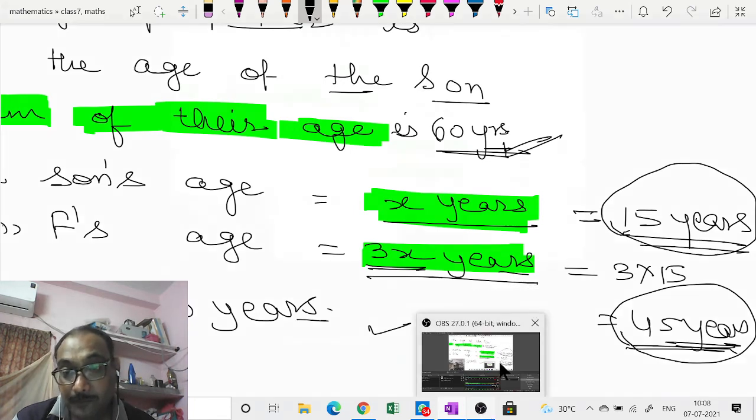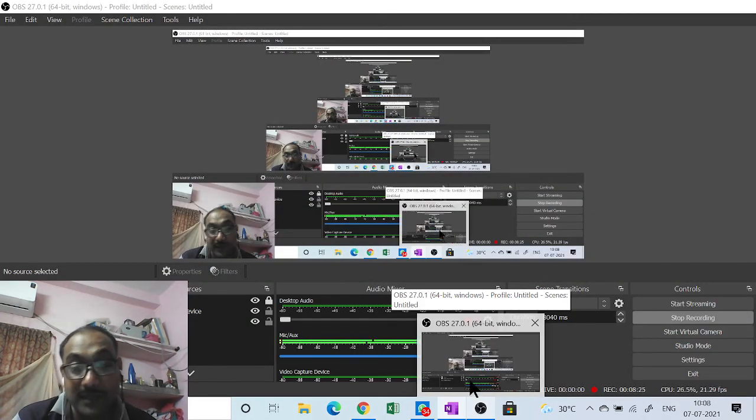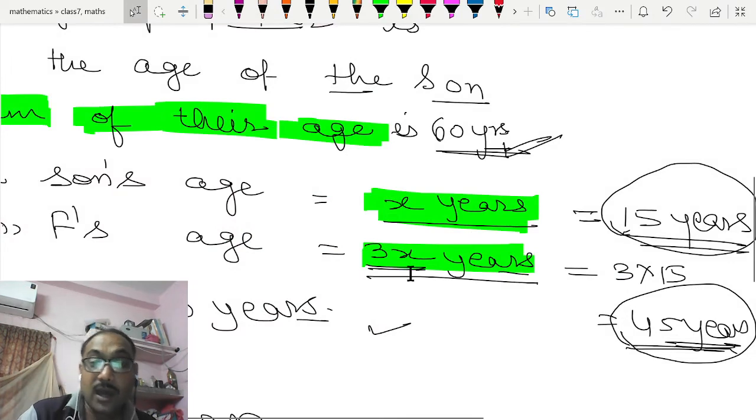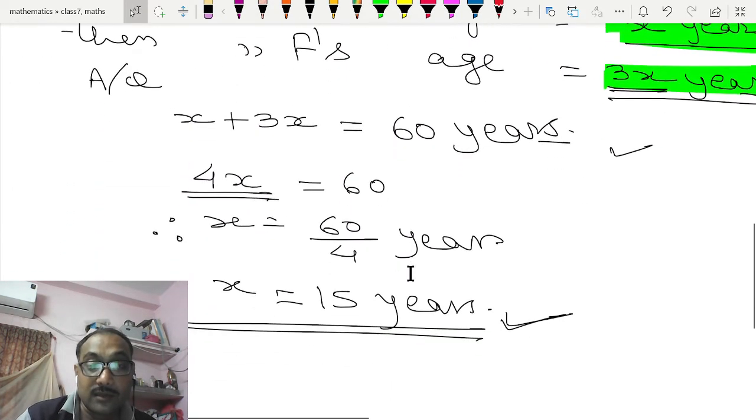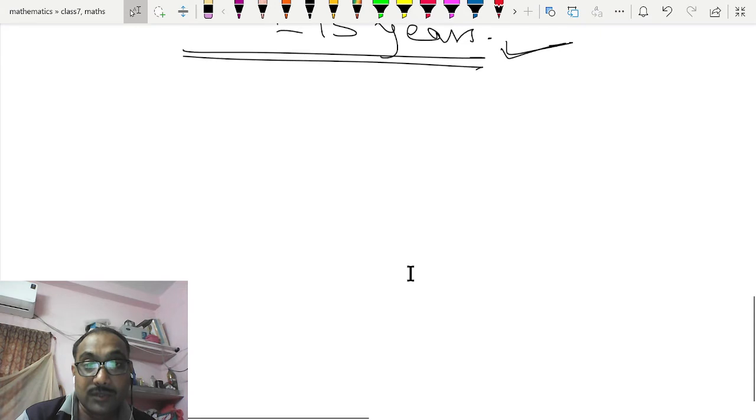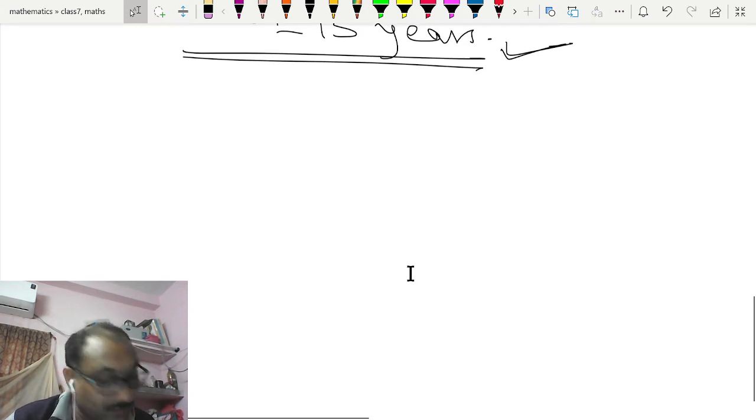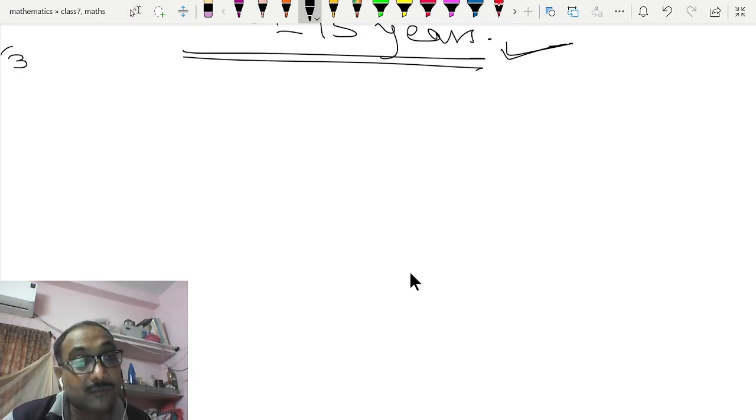Okay, so you can easily find how we are converting a word problem into equation form. Now see, one more question I am discussing with you.